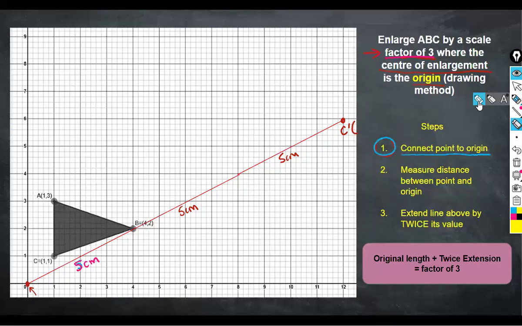Hold on. 6. That looks correct, right? That looking like 12, 6.